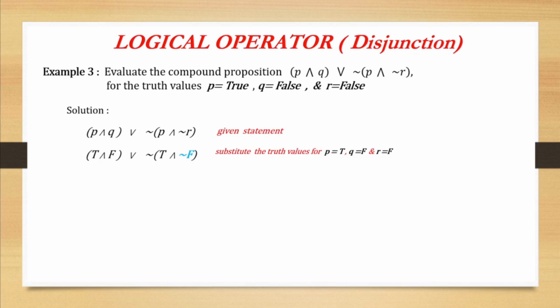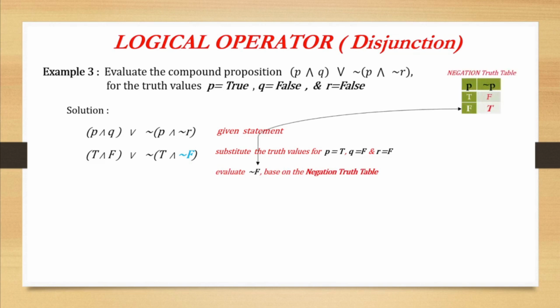As you can see, there is a negation inside the parenthesis in the second group. So we have to evaluate first the negation of false based on the truth table. When the proposition P is false, the negation of false is true. Now we update our statement, that is the quantity of true and false, or the negation of the quantity true and true.